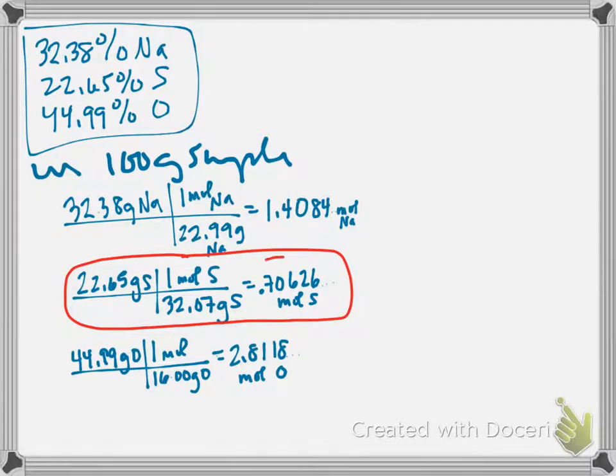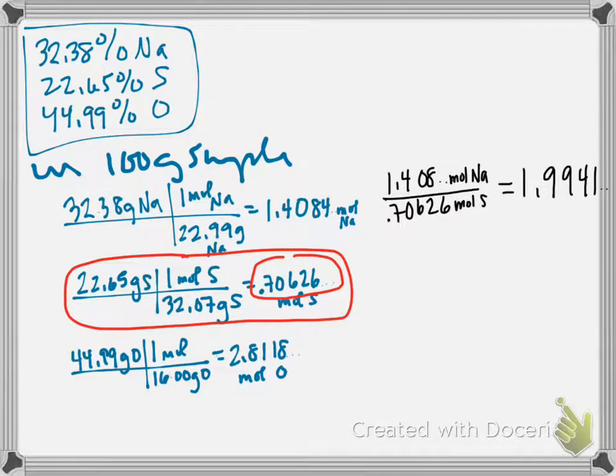So I'm going to use that number of moles of sulfur as my 1, and I'm going to divide each of these by 0.706, etc. Okay, we'll focus on the first one first. I took the number of moles of sodium that I had and divided it by the number of moles of sulfur that I had. I get 1.994199609. Pretty darn close to 2. So based on the numbers that I've got, it looks like I have 2 moles of sodium for every 1 mole of sulfur.